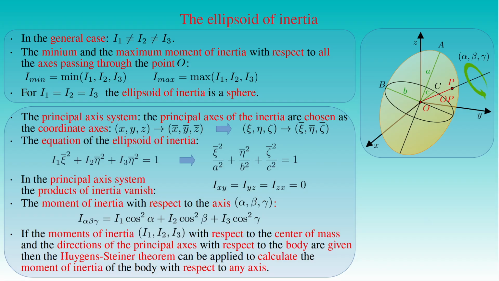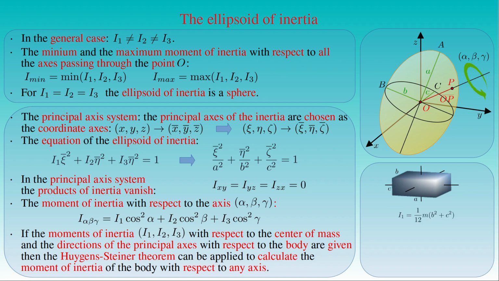For example, the rectangular cuboid with the width a, the length b and the height c has the principal moments given by 1 over 12 times the mass m of the cuboid times the sum of b squared and c squared, 1 over 12 times the mass m times the sum of c squared and a squared, and 1 over 12 times the mass m of the cuboid times the sum of a squared and b squared.